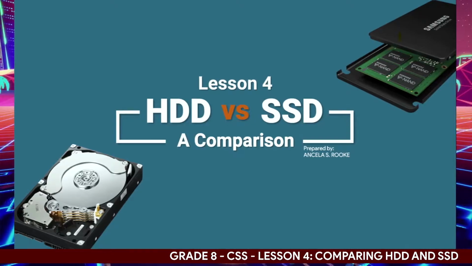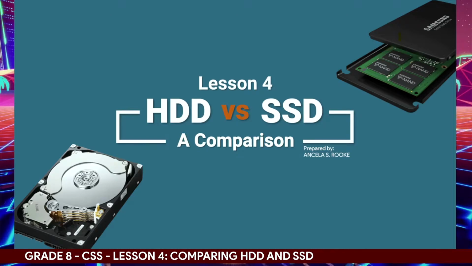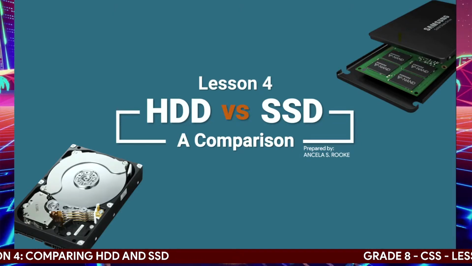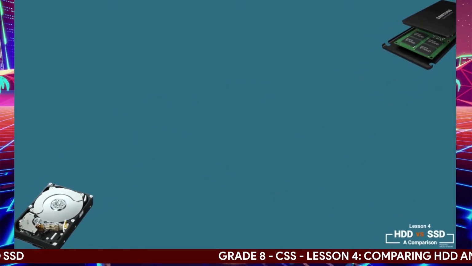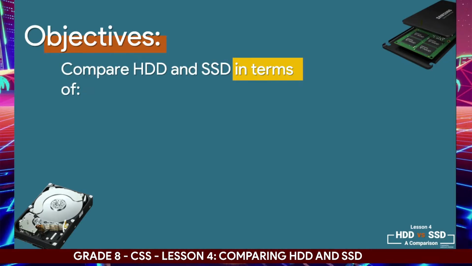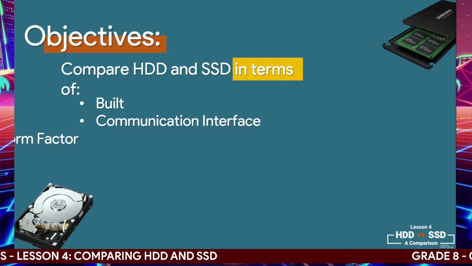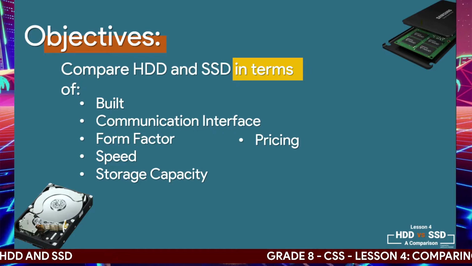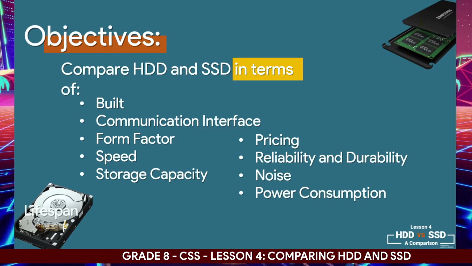Our lesson of the day is Lesson 4, Comparing HDD and SSD. This is under the core competency, Installing and Configuring Computer Systems under the Computer System Servicing NC2, TVL Track, Information and Communication Technology. Our objective for today's lesson is to compare HDD and SSD in terms of build, communication interface, form factor, speed, storage capacity, pricing, reliability and durability, noise, power consumption, and lifespan.